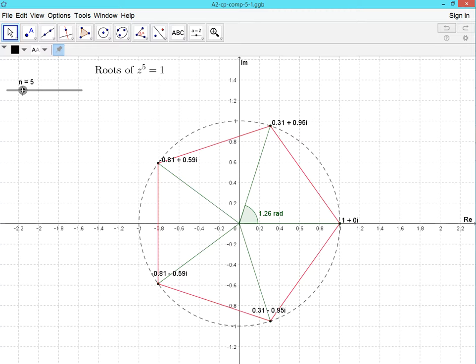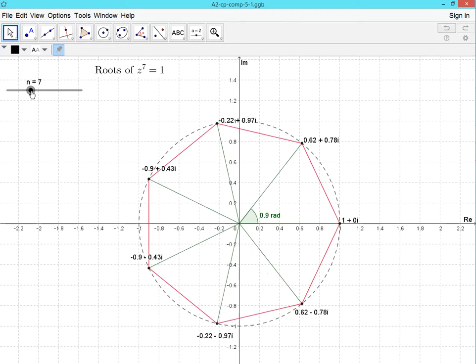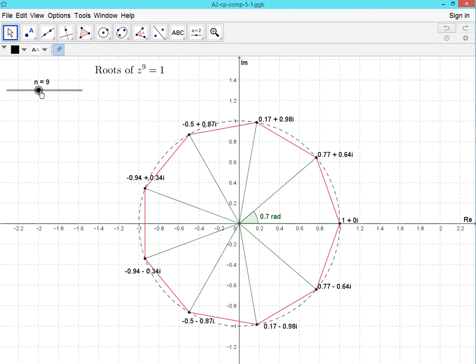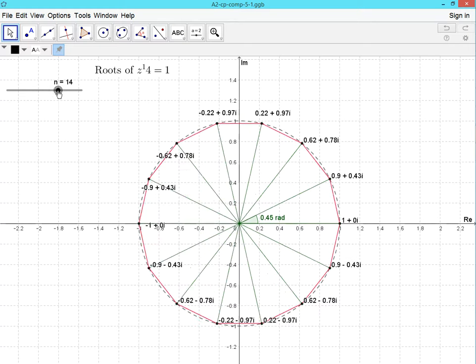So here, for n equals 5, the roots of z to the 5 equals 1 lie on a unit circle and are the points of a regular pentagon. For 6, similarly, but for a hexagon, and so on. For 7, for 8, and so on, up as far as we wish to go.